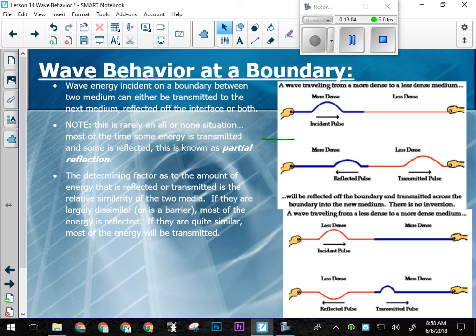All right, so the second situation here, we're going from the less dense or faster medium to the more dense or slower medium, and we can see that we have a reflected pulse that's coming back inverted, and we have a shorter, smaller wave. Remember the amplitude goes down as well. We've lost some wave energy there because a lot of it got reflected. There's not as much wave energy going through into the new medium.